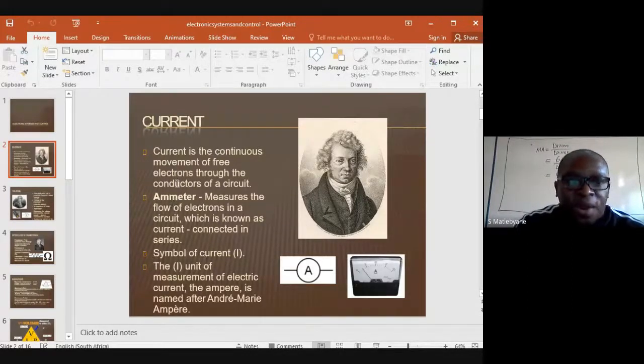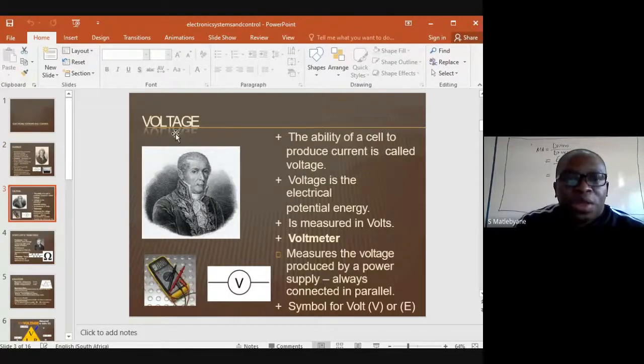So the first one is current. The second thing that is important that you need to know about electronic and electrical systems and control is voltage. So what is voltage? The ability of a cell to produce current is called voltage. Remember we already spoke about current. You now know what current is. So that ability of a cell to produce current, we refer to it as voltage.